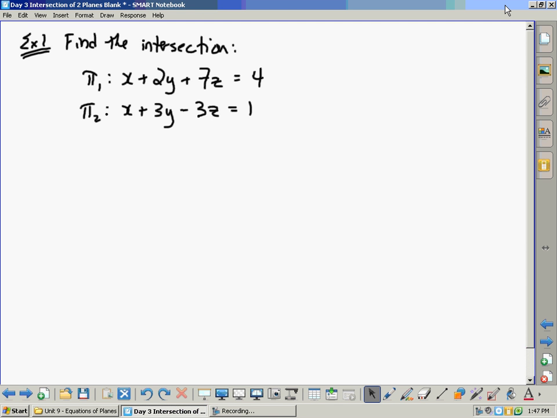We're going to check and see if they're parallel, because if they're parallel, then we know that we don't have to go through all the long work. If they're not parallel, then we'll assume that they intersect, and then we'll follow on with some steps. So in this case, we have to look at determining if these are parallel.